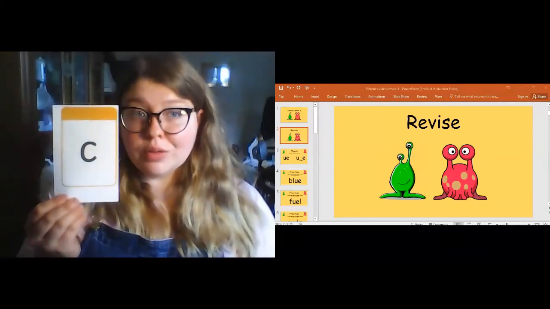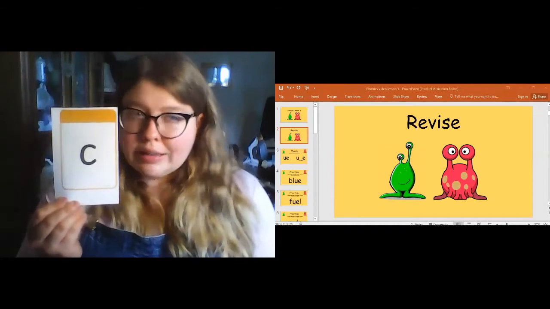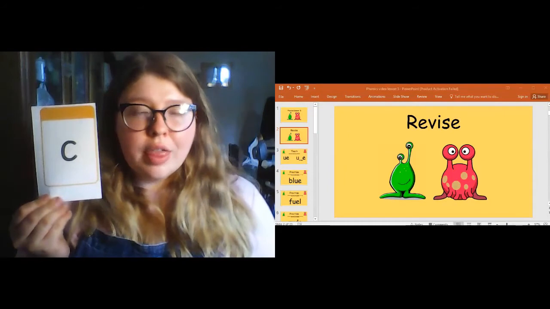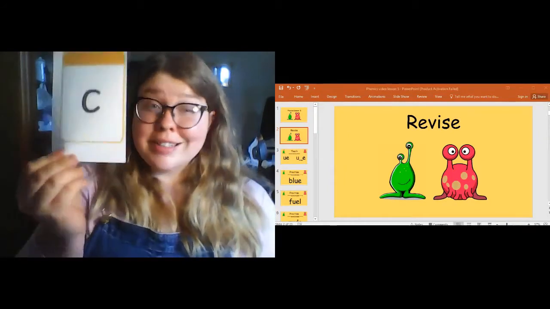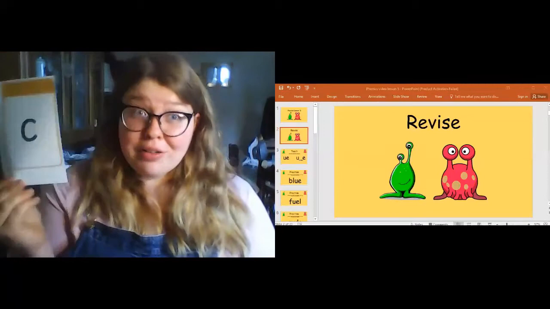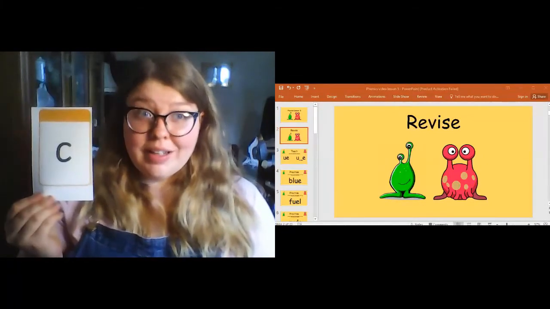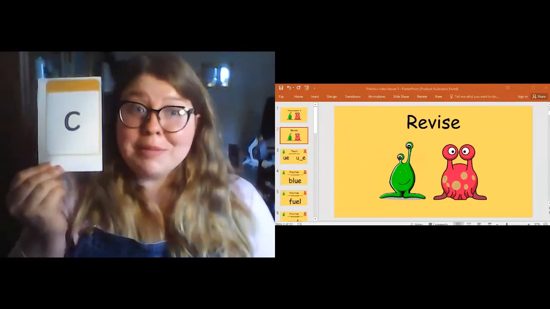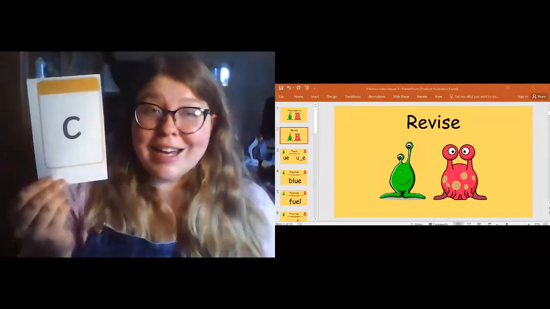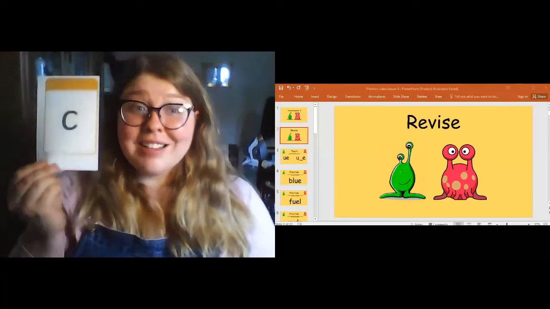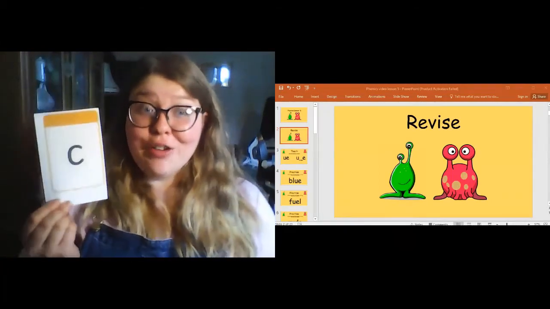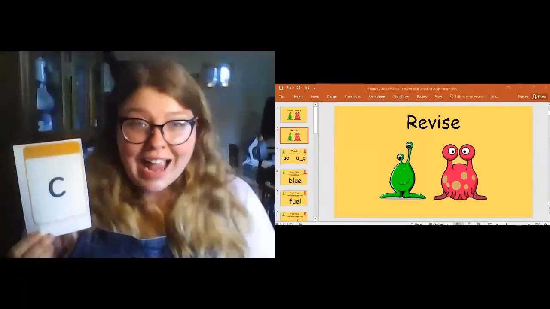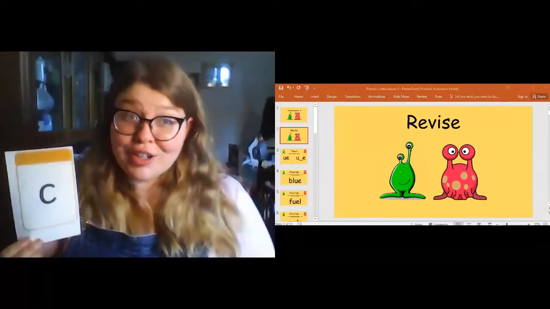What sounds does this one make? Tricky. I'll give you a clue. Think about the word circus, because it's got two of these in it and they both sound different. You're right. Sometimes it's k as in cat and sometimes it's s as in circus. Isn't that tricky? So let's do that again. K as in cat and s as in circus.